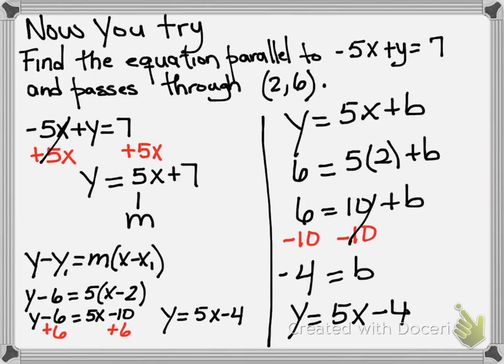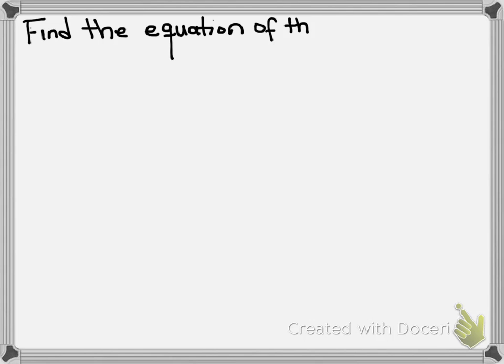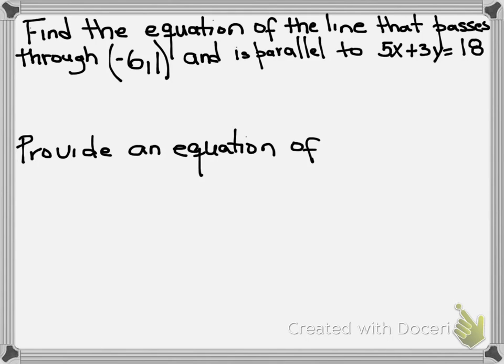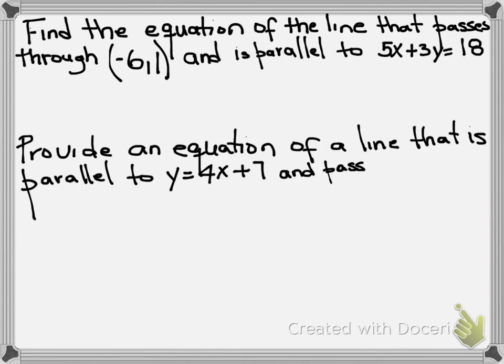Ladies and gentlemen, now I would like you to try to find the equation of the line that is parallel to 5x plus y equals 18, but passes through the point negative 6 comma 1. After that, I would also like you to provide an equation of a line that is parallel to y equals 4x plus 7 and passes through the point negative 1 comma negative 8. That is to be completed and returned to me at the end of class.